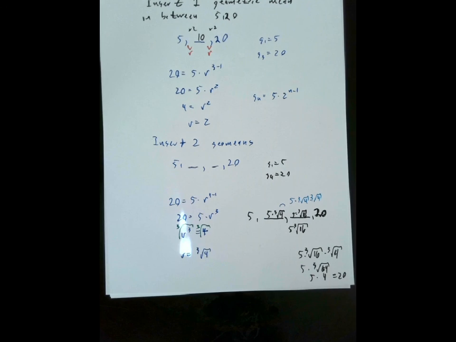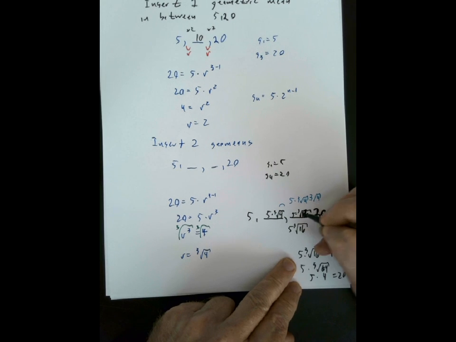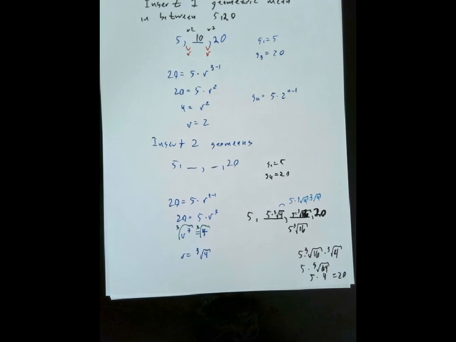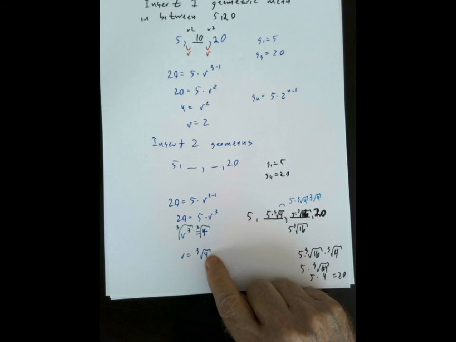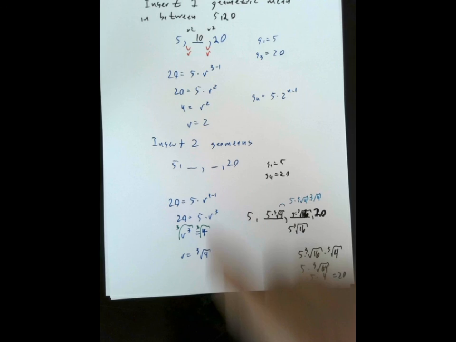So a little bit of work, but we can always insert any number of geometric means, or any number of numbers that we want, in between. It's just that this r value may come out to be something irrational, like the cube root of 4, instead of a nice even number like 2 on the previous one.